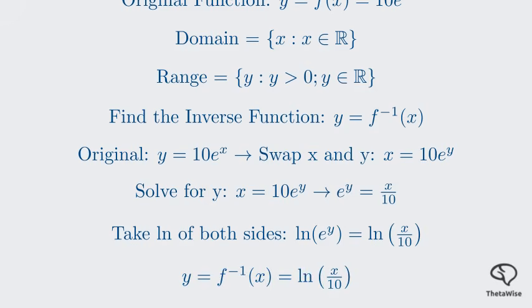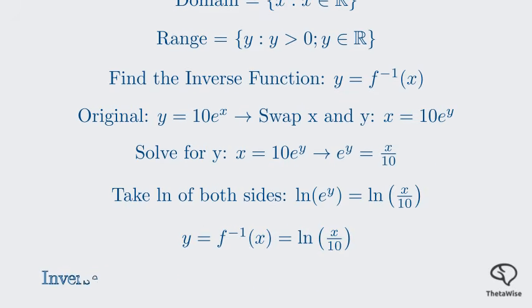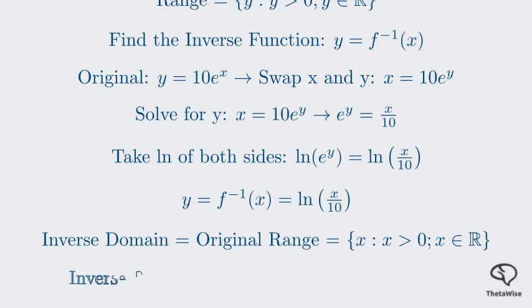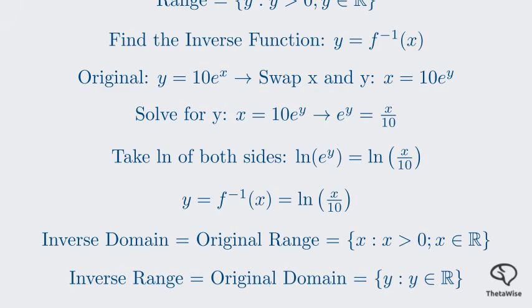The domain and range of an inverse function are the reverse of the original function. So the domain of the inverse is the range of the original, which is x is greater than 0. And the range of the inverse is the domain of the original, which is all real numbers. This demonstrates how an exponential and a logarithmic function are inverses of each other, swapping their domains and ranges.